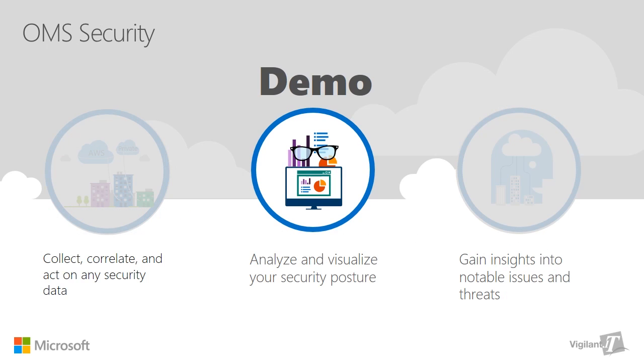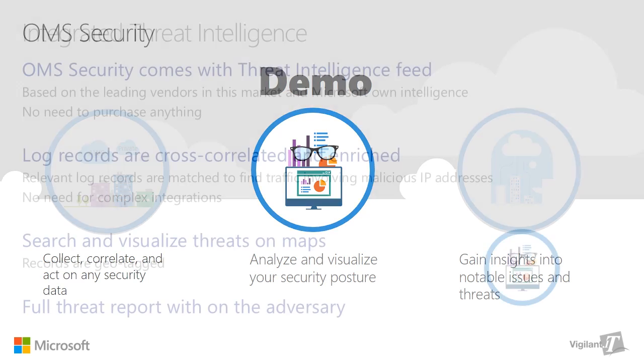Let's take a look quickly how you can visualize security data in OMS as a result of threats. In this demonstration, we're going to take a look at the security aspect of OMS, the security and audit solution. And we're going to have a bit of fun. We're going to go crazy and probably get ourselves into trouble, but that's fine because we're going to do it in a controlled environment.